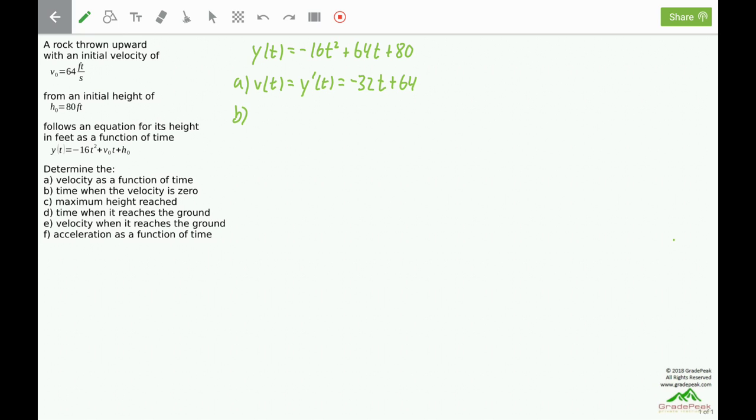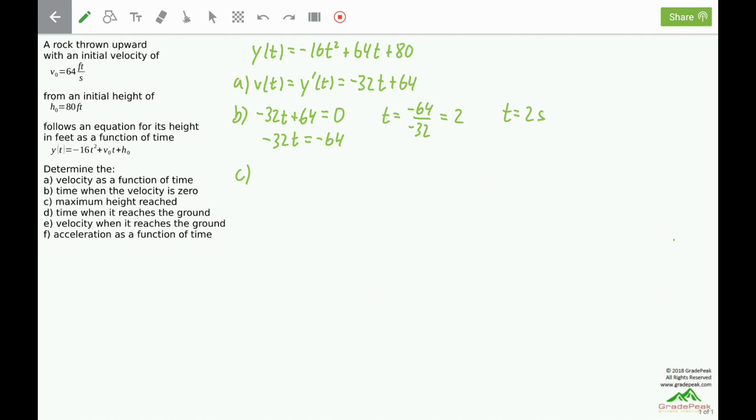Part B, we want to know the time when the velocity is 0, and therefore we can take that velocity expression we just found, set it equal to 0, and solve for t. Let's start by subtracting 64 from both sides. Now we'll divide both sides by negative 32, giving us negative 64 over negative 32, which is 2. So our t is going to be 2. The time units can be found over here in the initial velocity, per second, so we're in seconds here. t equals 2 seconds.